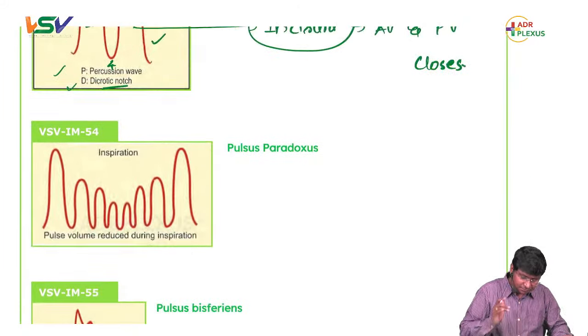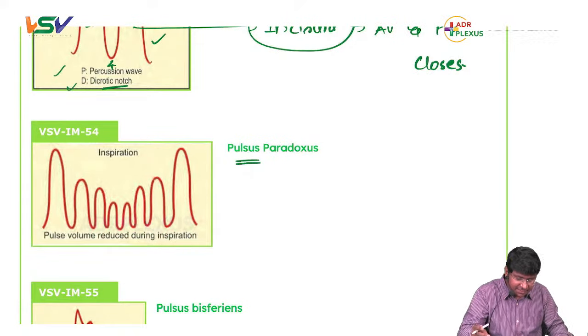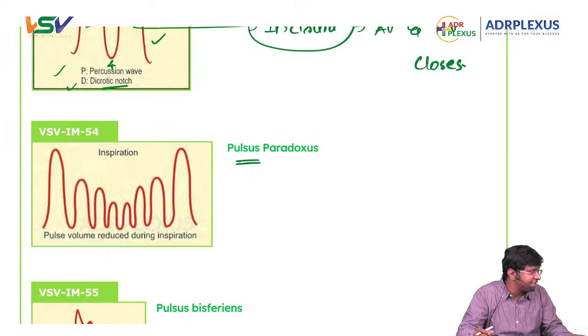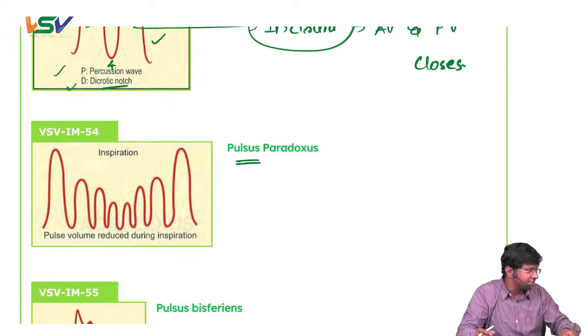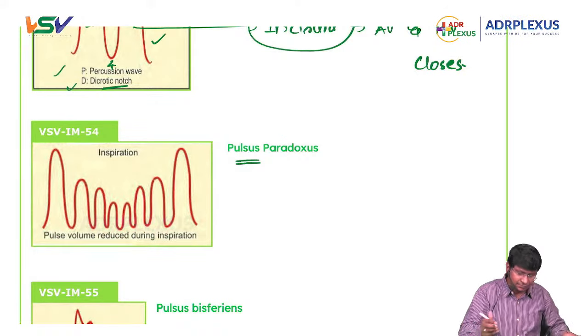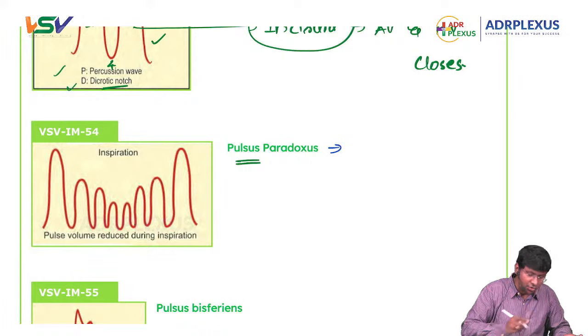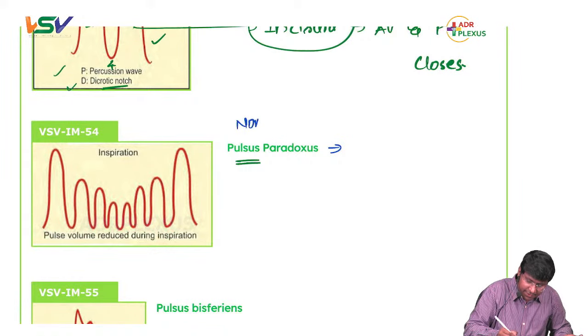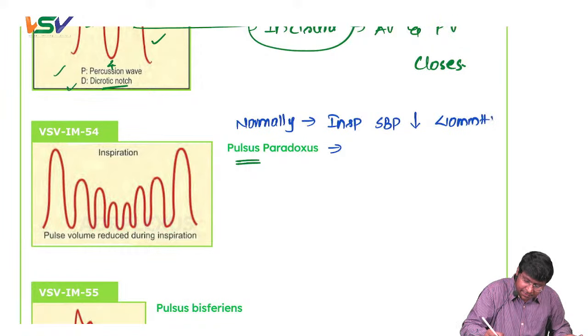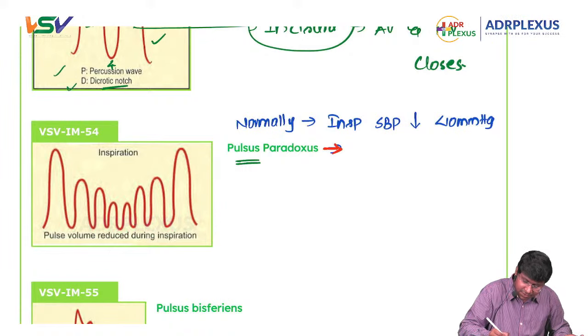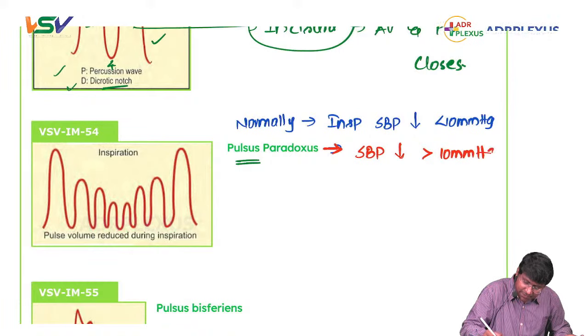Now tell me the definition of pulsus paradoxus, and in which conditions you will have it. First of all, what is pulsus paradoxus? Normally during inspiration, the systolic blood pressure drops, and the drop is less than 10 millimeters of mercury. But in pulsus paradoxus, the systolic blood pressure decreases by more than 10 millimeters of mercury during inspiration. That is called pulsus paradoxus.